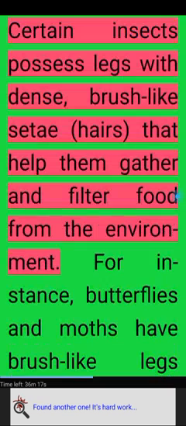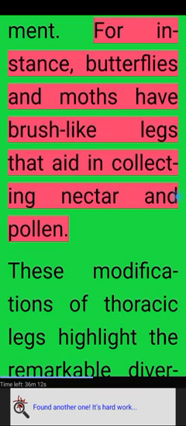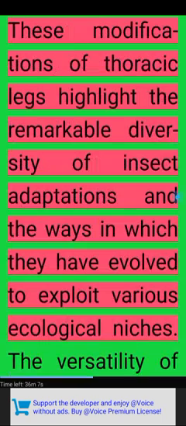10. Brush-like legs. Certain insects possess legs with dense, brush-like setae (hairs) that help them gather and filter food from the environment. For instance, butterflies and moths have brush-like legs that aid in collecting nectar and pollen.